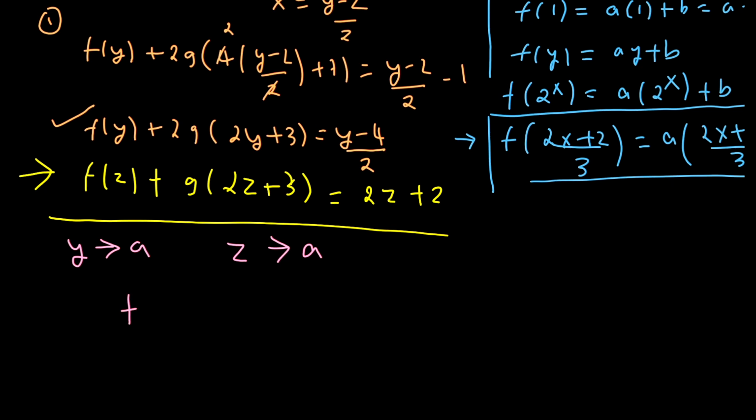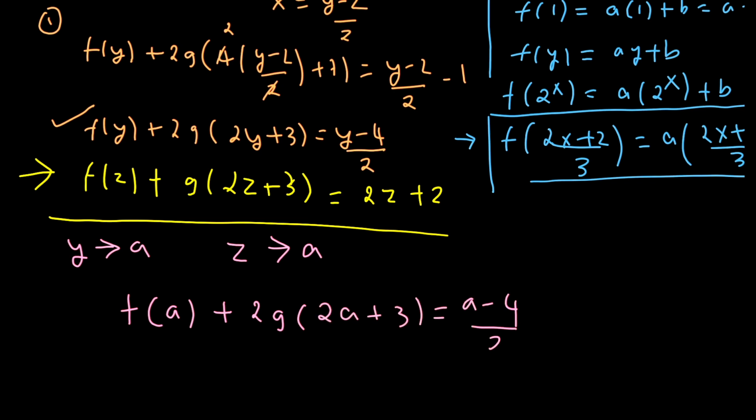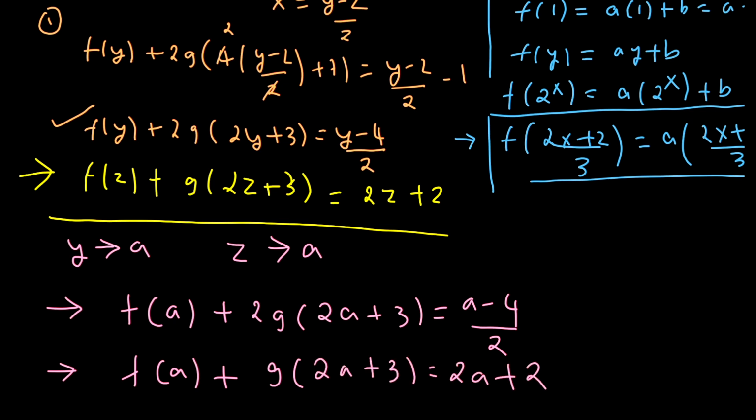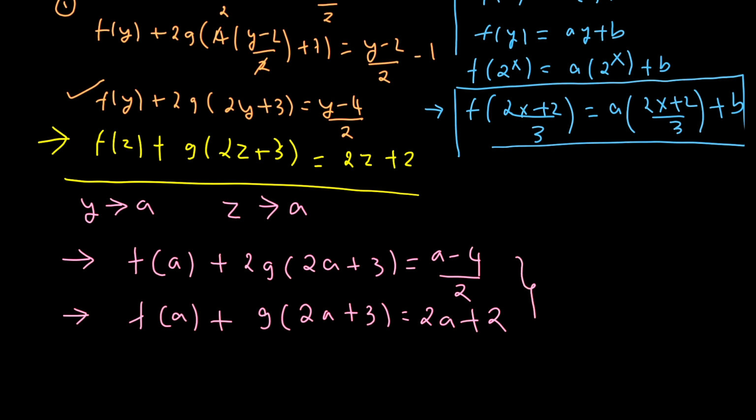Okay. So the first equation will turn out to be f of a plus 2 times g of 2a plus 3 equals to (a minus 4) divided by 2. Now the second equation will turn out to be f of a plus g of 2a plus 3 equals to 2 times a plus 2. Okay, now let us try to solve this system of equations.